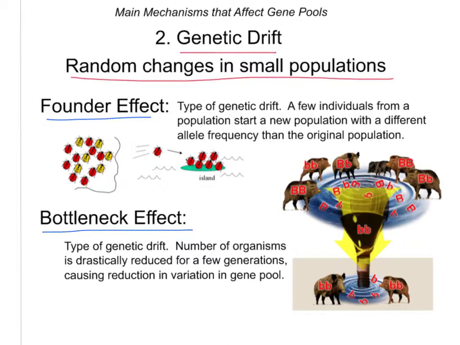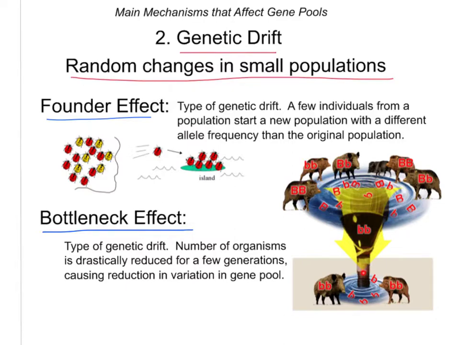It is also a type of genetic drift where a number of organisms is drastically reduced for a few generations, causing a reduction in variation in the gene pool. Here we have our organisms, and for some reason, maybe it's a catastrophe, some kind of a geologic event, or any number of things, flood, fire, climate change, something that causes the population to be greatly reduced. And in that case, there would be a much smaller gene pool, and there would be less variation in it.